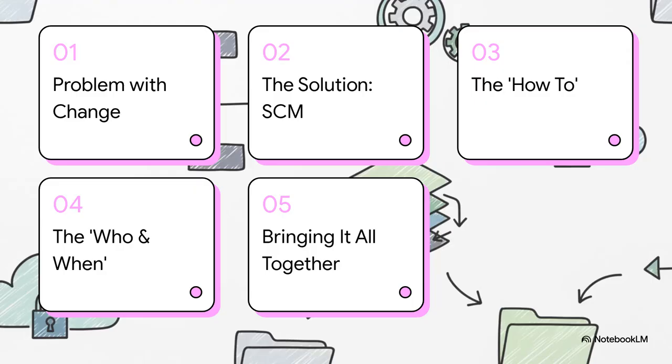So here's what we've got on tap. First, we'll talk about why change can be such a problem. Then, we'll look at the big picture solution, SCM. After that, we'll break down the two most important parts, the how-to of change control and the who and when of version control. And finally, we'll see how they fit together perfectly.